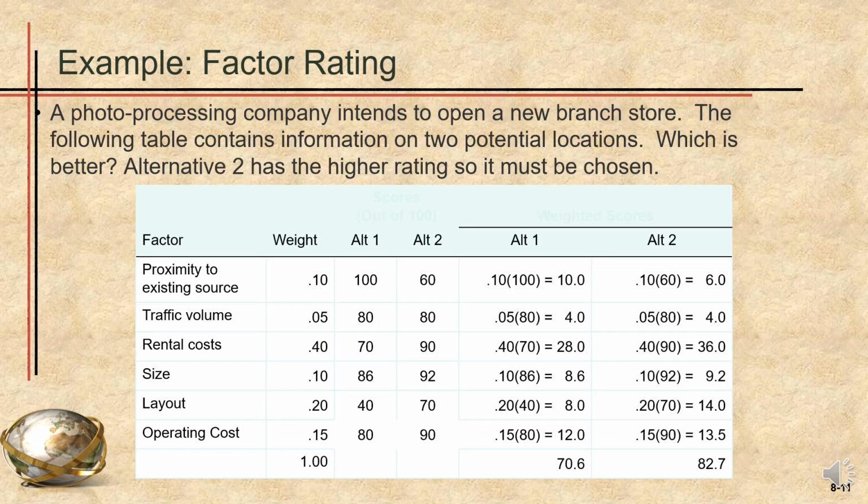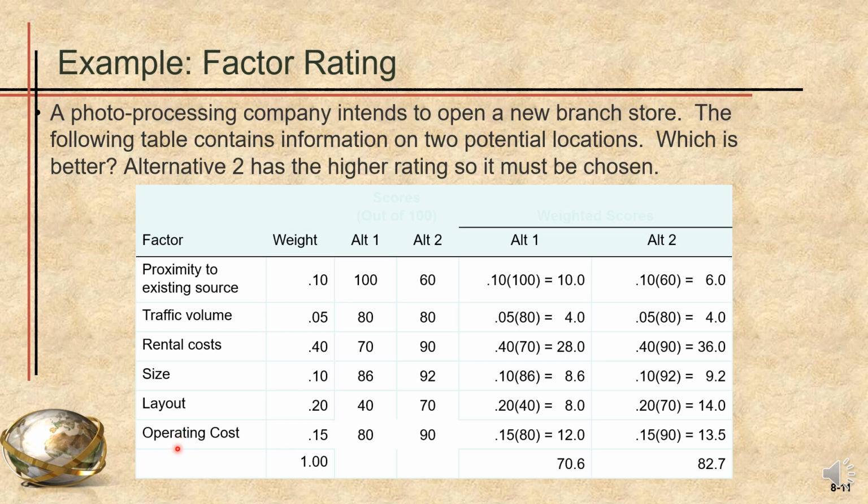Okay, then after that, you will be computing the score of each alternative by multiplying the weight with the score that the decision maker had given. So you have here proximity to existing source is 0.10. You have to multiply it by 100. So that will give you 10. And then for alternative 2, 0.10 will be multiplied with 60. So that will give you 6. So do the same with the rest of the factors.